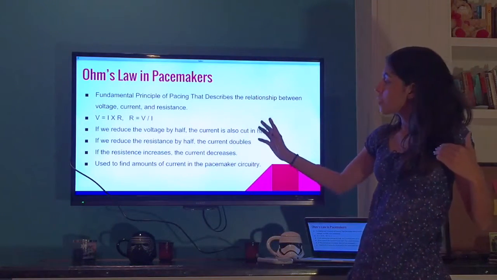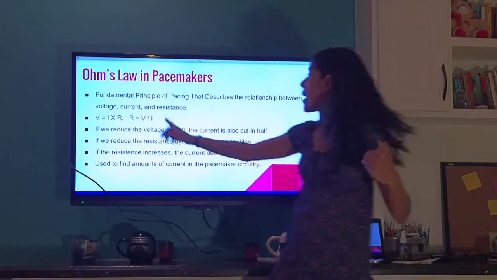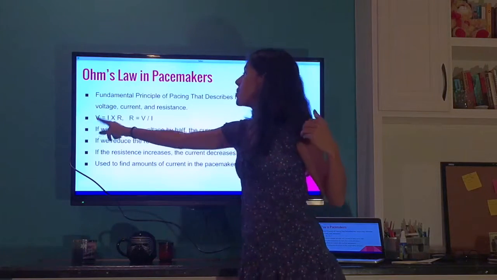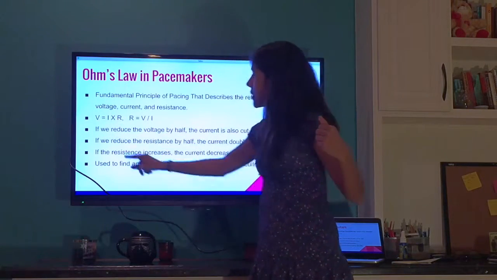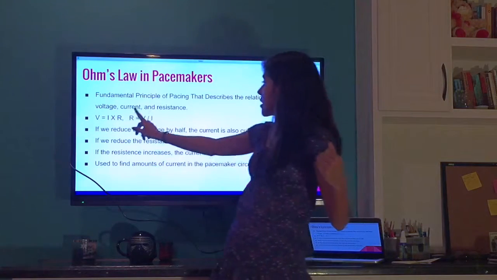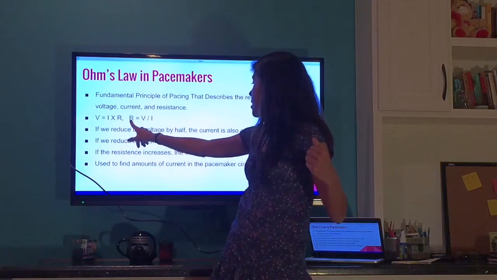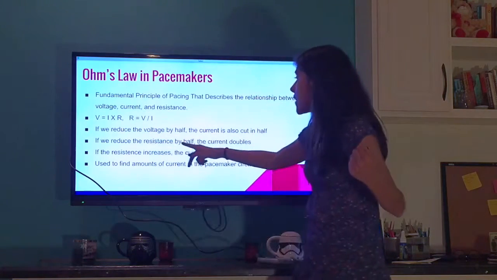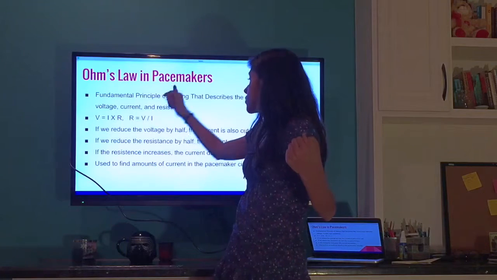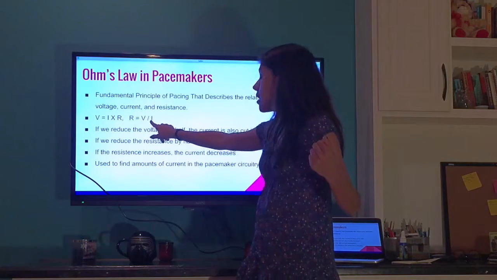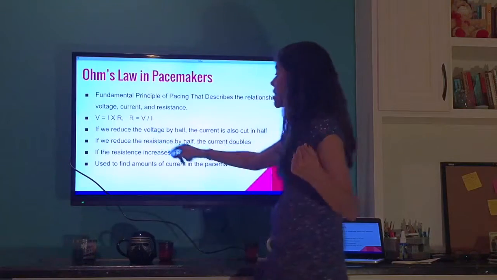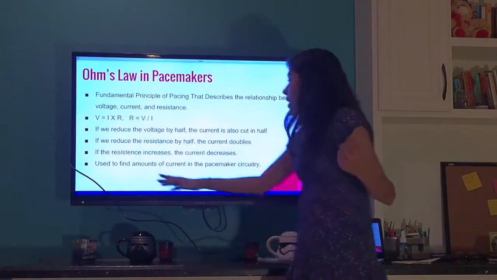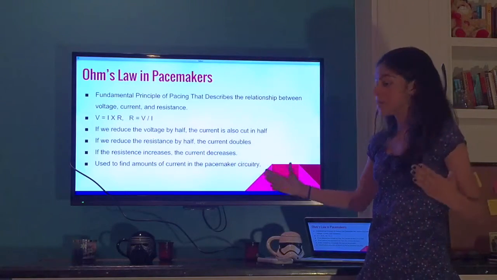Looking at it, playing with the proportions, if we reduce the voltage by half, then we are also going to be cutting the current in half, because there is a direct relationship in this derivation. When we reduce the resistance in half, we're going to be doubling the current because of the inverse relationship, and likewise, increasing resistance will decrease the current if we were to keep voltage constant. So we're going to be using these amounts to find the amount of current necessary to deliver through each heartbeat.